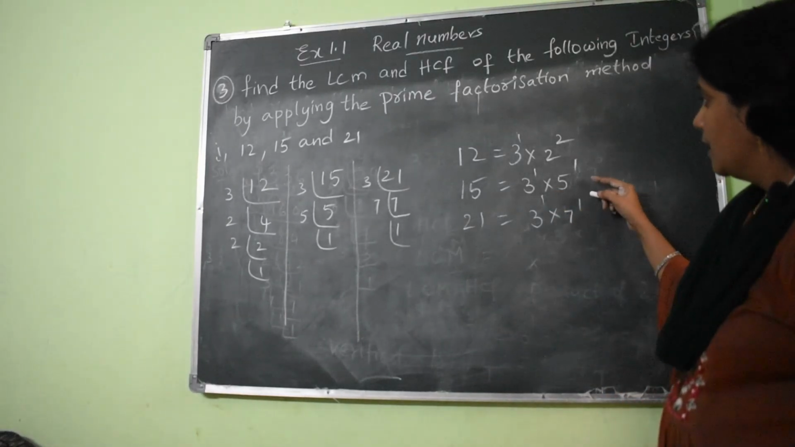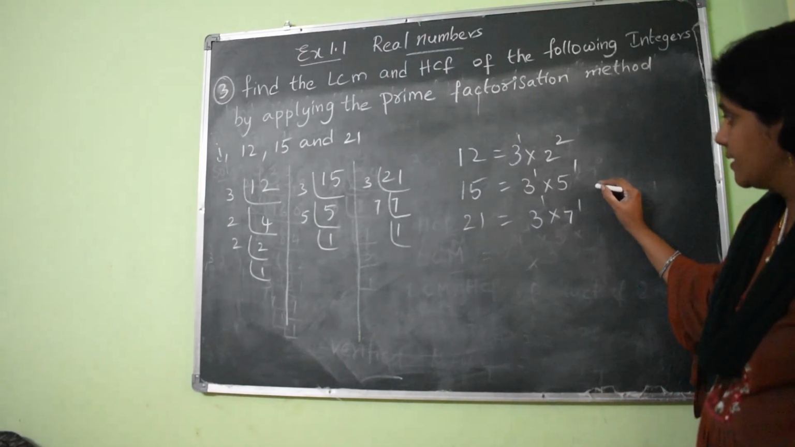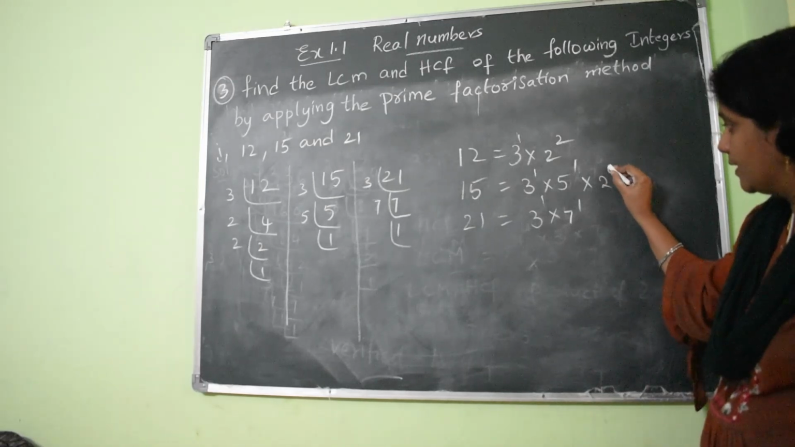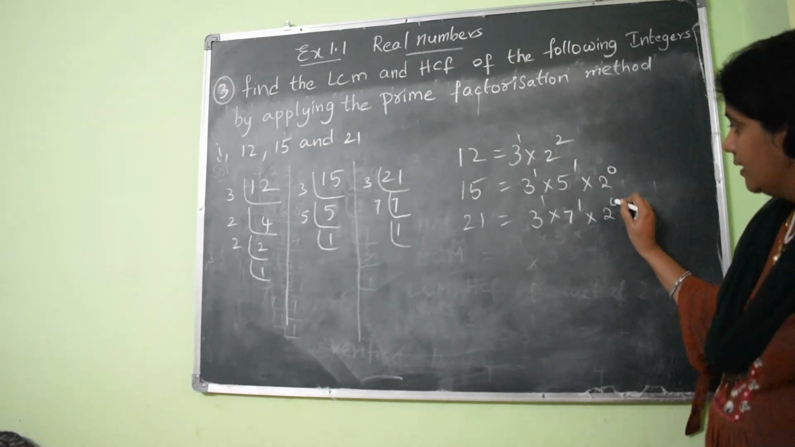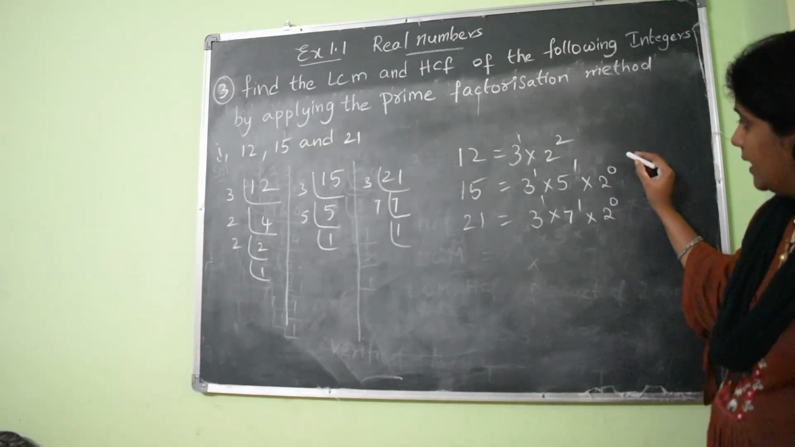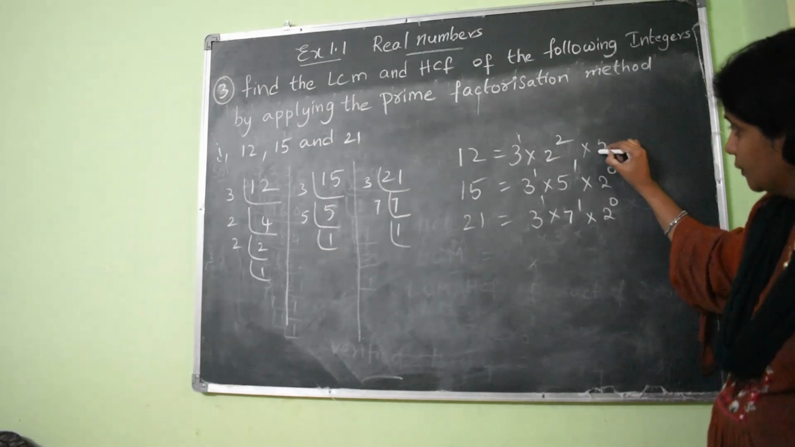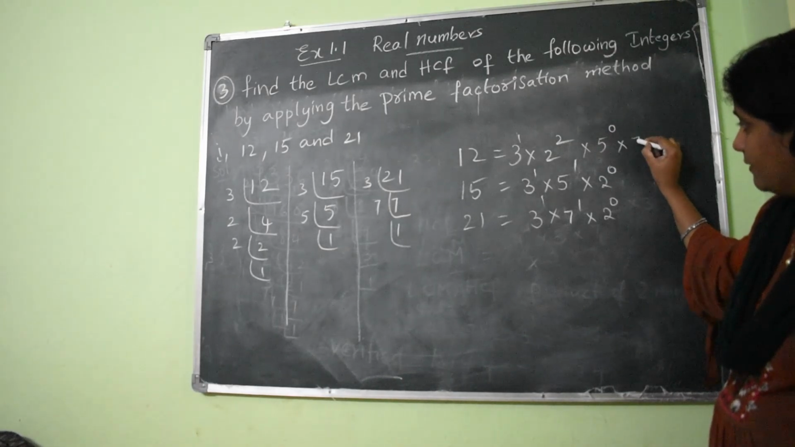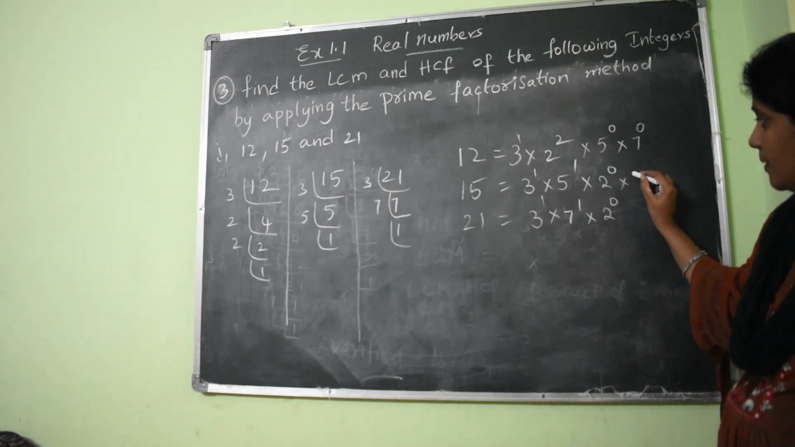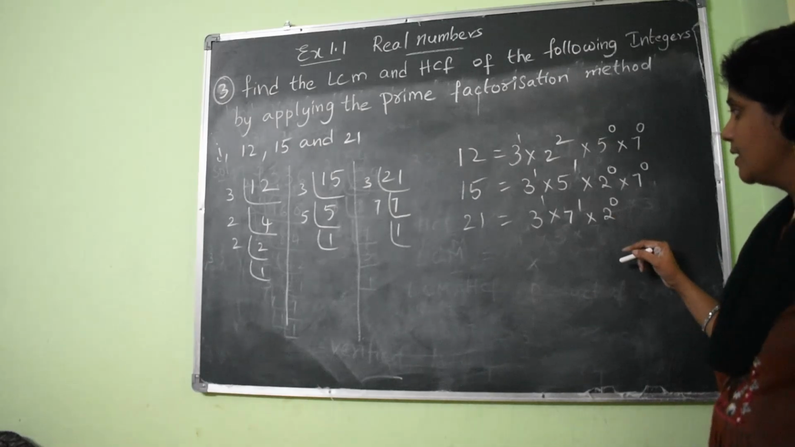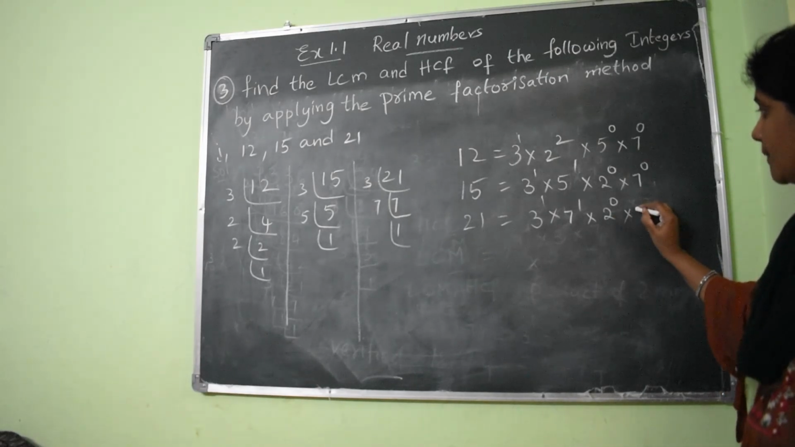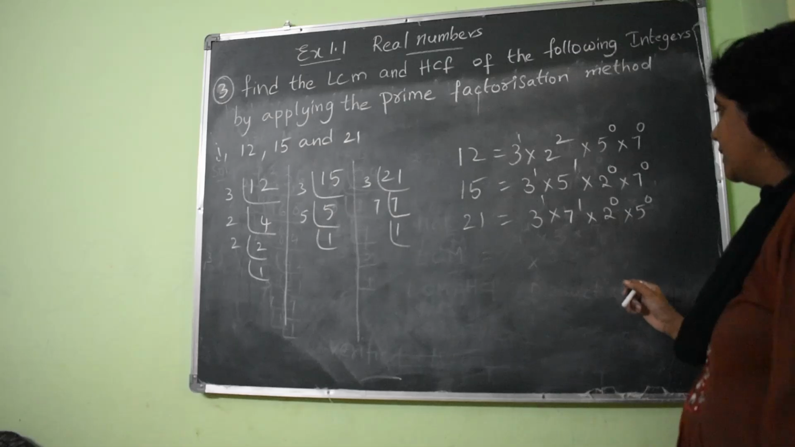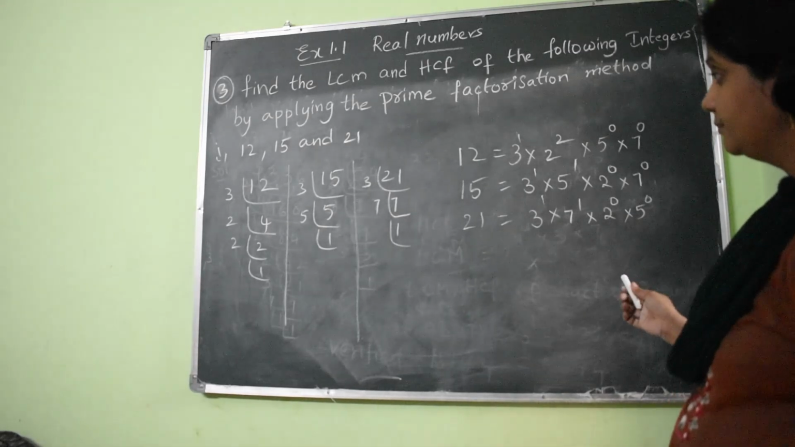Observe, here 2 is missing, so let's write this as 2 power 0. Here also 2 is missing, 2 power 0. And here 5 is missing, so write it as 5 power 0. And 7 is also missing, write it as 7 power 0. Here also 7 is missing, so write it as 7 power 0. 5 is missing, so I am writing it as 5 power 0.